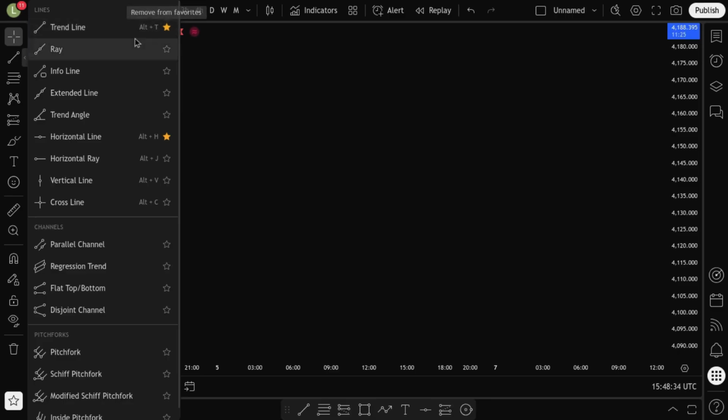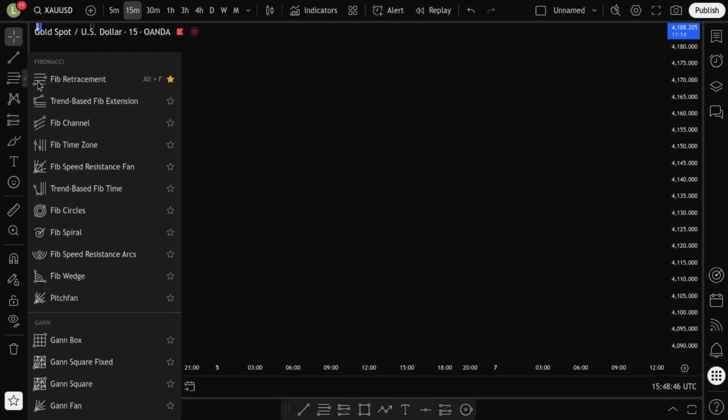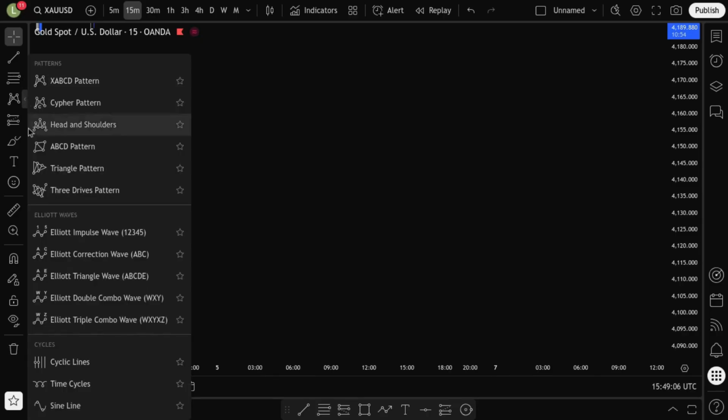The ones I put as favorite are the ones that I use most often, but the common ones are trend line, ray, horizontal ray, horizontal line, cross line, and when we have fib retracement. I know someone that uses Gann box as part of a strategy. You can also use it, but the majority of traders don't really use Gann box. But you can look at it. And then we have other tools.